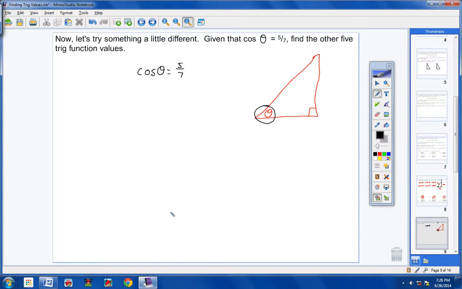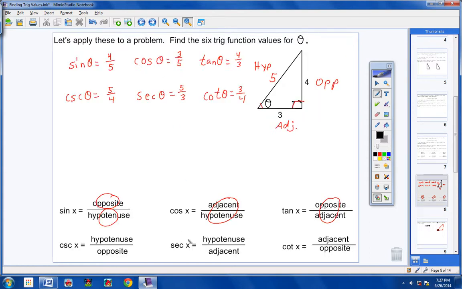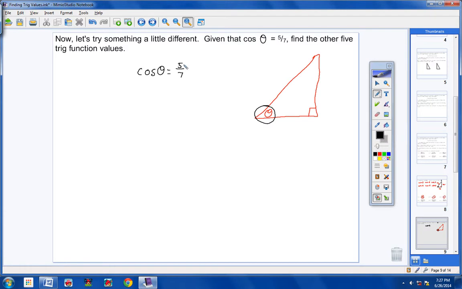5/7. Now hold it. Let's go back a page. What is the ratio for cosine? Adjacent over hypotenuse. So think about this. I know 5 has to be the what side? Adjacent. I know 7 has to be the what side? Hypotenuse. So I know 2 lengths of my triangle. Here's my right angle. I go straight across. Here's my hypotenuse. So my hypotenuse is 7.